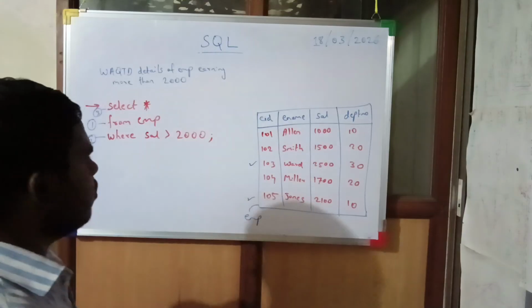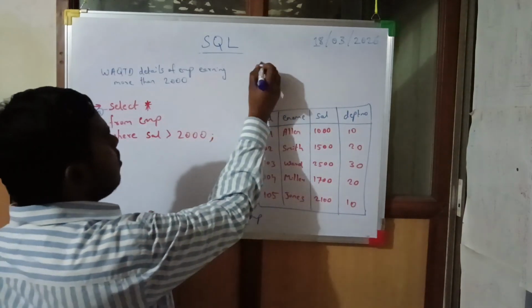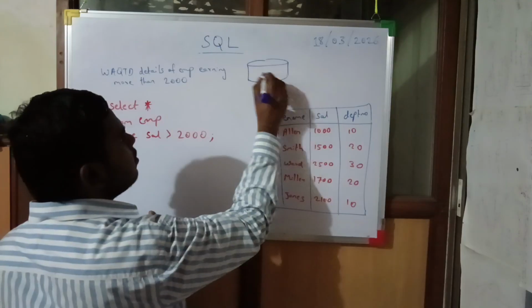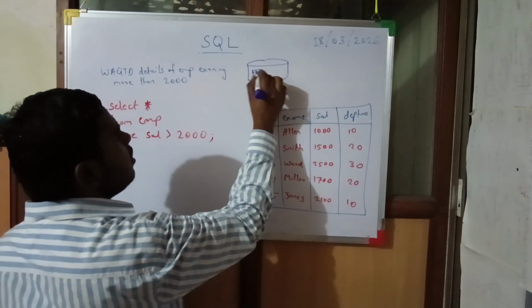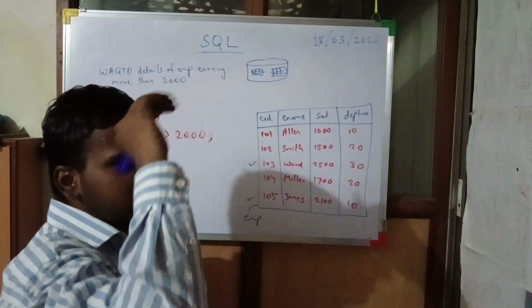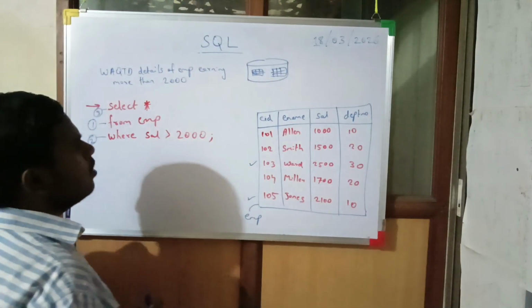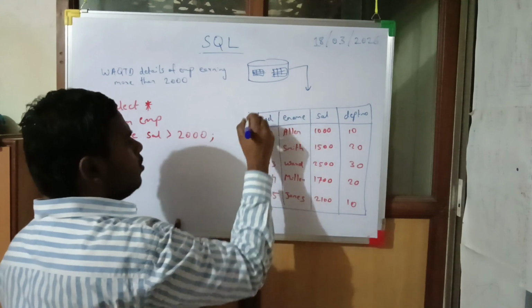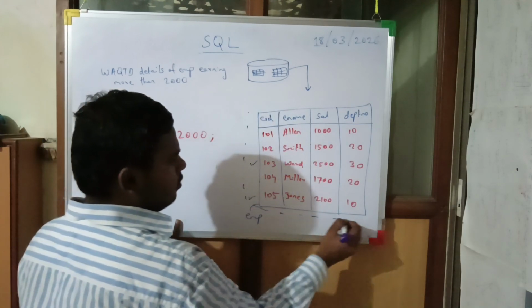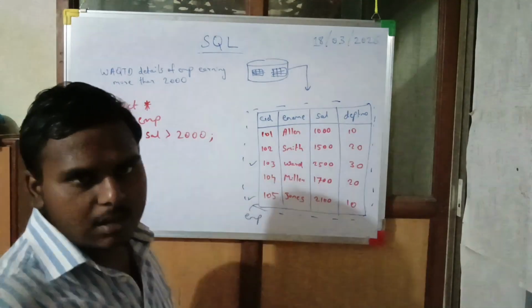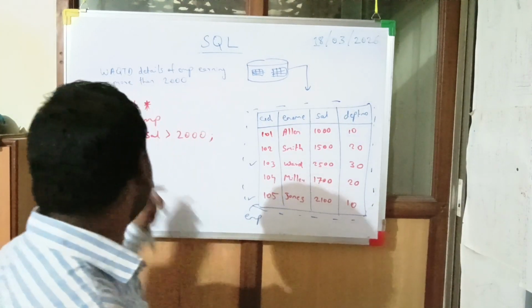First of all, what will the from clause do? It will go to the database. In the database there are multiple tables. It will check where my employee table is. After that, it will get the employee table and put it under execution, meaning under process.